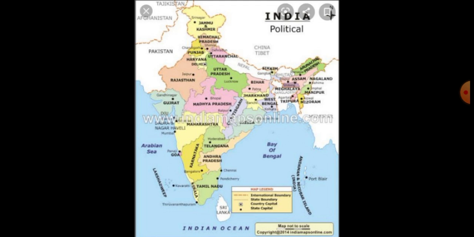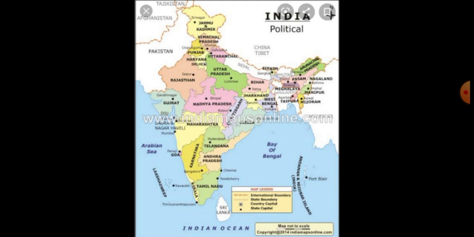So, who appointed the chief minister of Tamil Nadu? The chief minister of Tamil Nadu was appointed by the governor of Tamil Nadu. Who is the governor of Tamil Nadu? Banwarilal Purohit is the governor of Tamil Nadu. Who is the chief minister of Tamil Nadu? M.K. Stalin is the chief minister of Tamil Nadu.